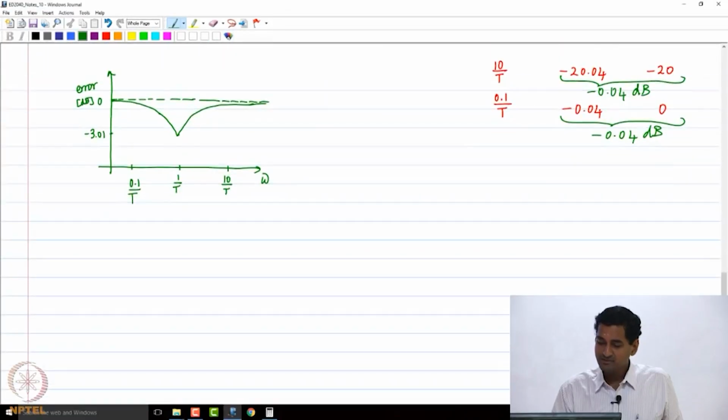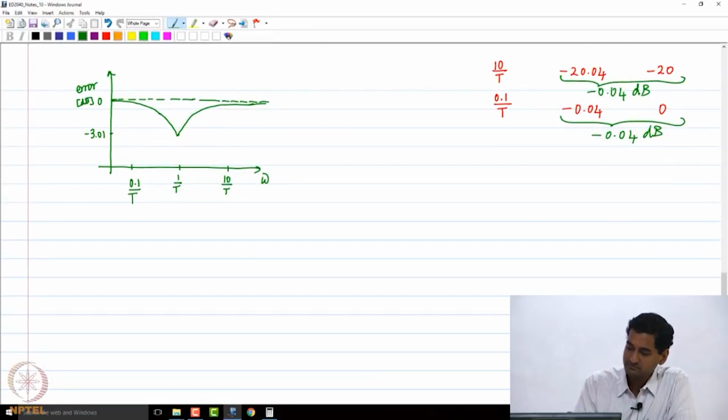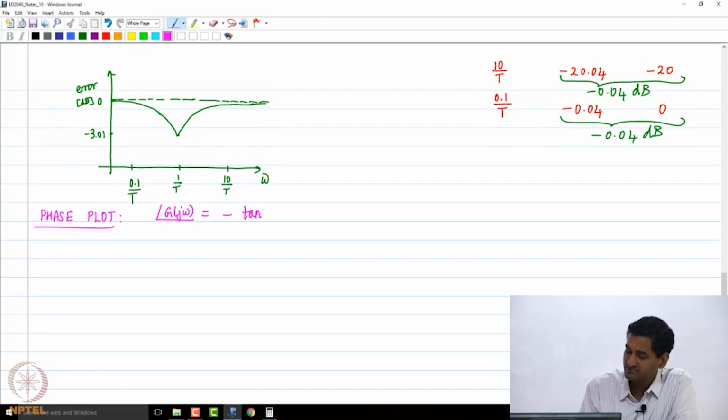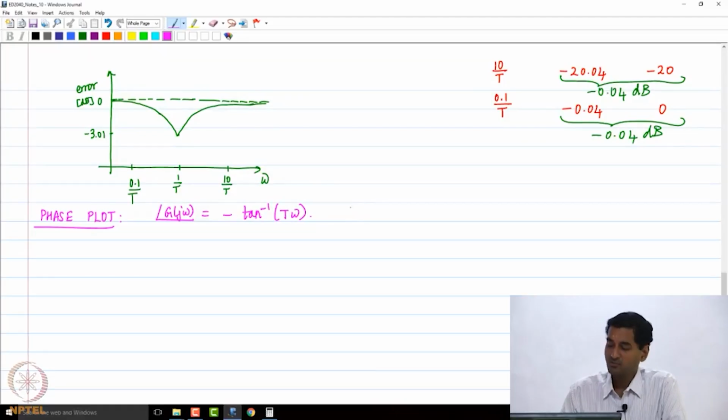So now let's come to the phase plot. So what do you think will happen to the phase? Please note that the phase of this particular factor is going to be minus tan inverse of T omega, right? So what do you think happens to the phase? If you calculate the phase of G of j omega versus omega, what's going to happen?